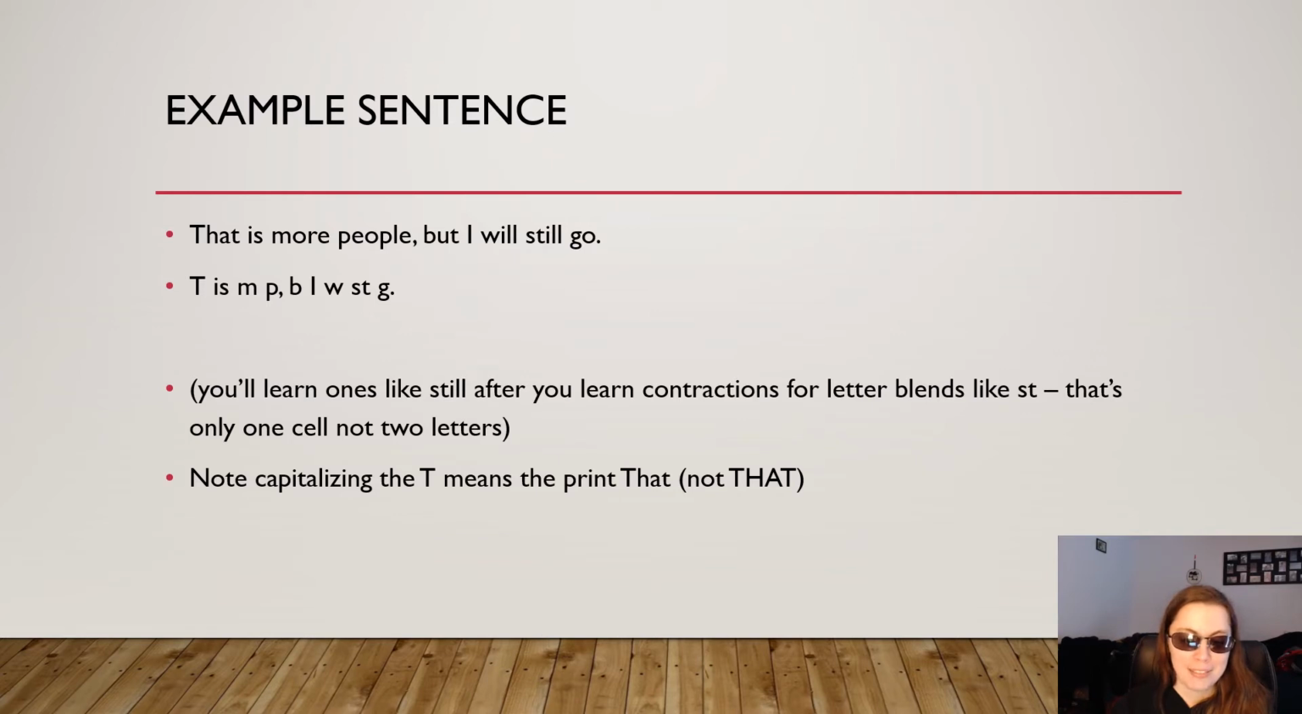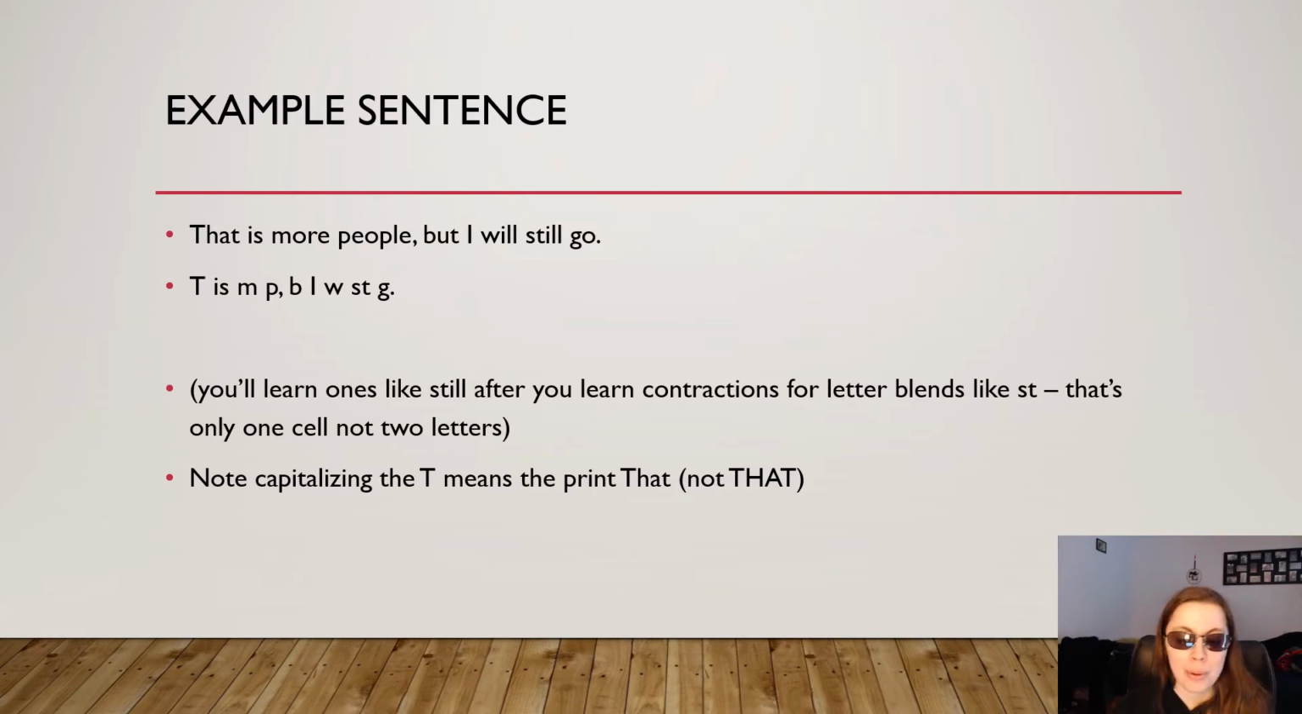B for but, capital I for the word I, W for will. I would use the ST contraction for still because that also has a word sign that you'll learn in a later unit, and G for go. When still is contracted, it uses a single cell contraction that is the letters ST, but you'll learn those word signs after you've learned those strong group signs that make things like TH, SH, ST, AR common letter pairings.